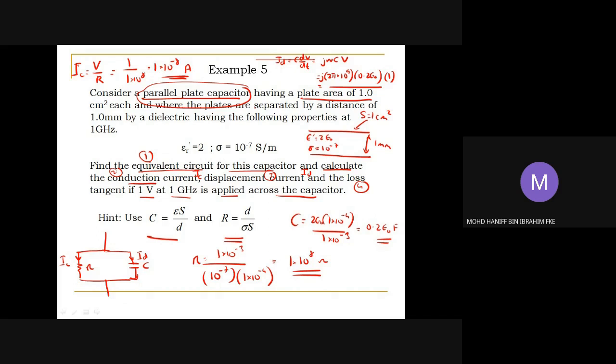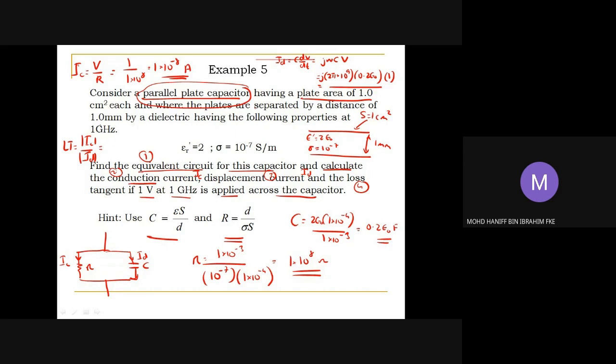So we have calculated the conduction current, which is based on the resistance value, and we have also calculated the displacement current ID, which is based on the equation j omega CV. Finally, we need to find the loss tangent. Since we have obtained IC and ID, we can straight away find the loss tangent. The loss tangent will be the ratio between the amplitude of IC and ID.